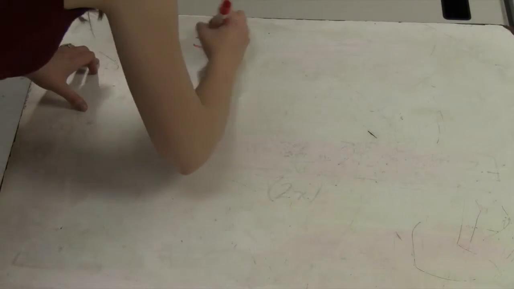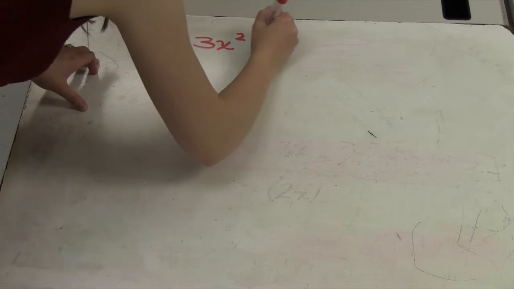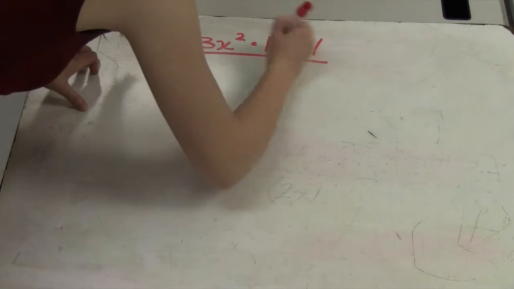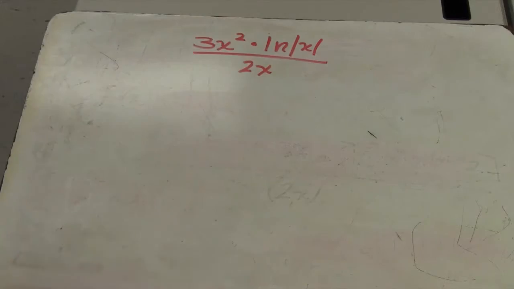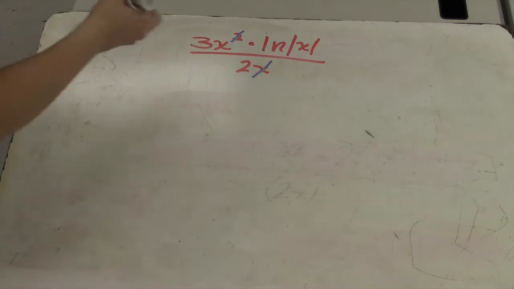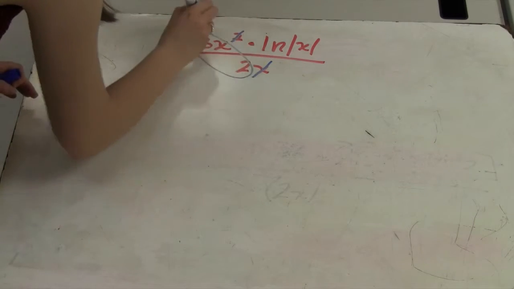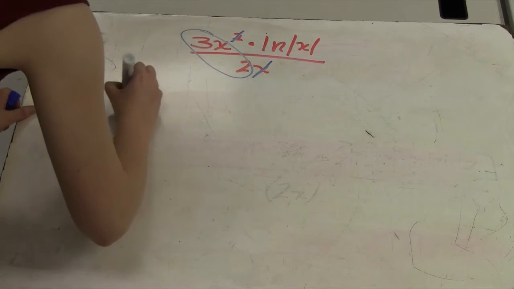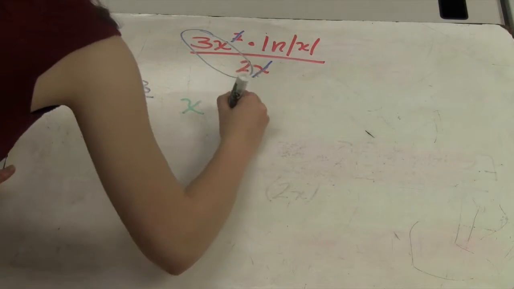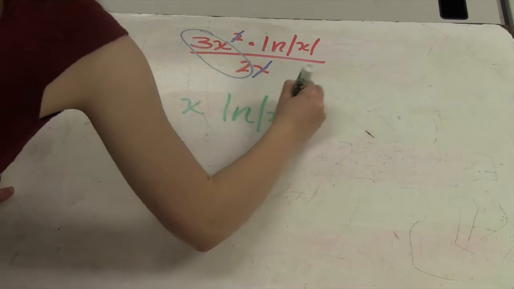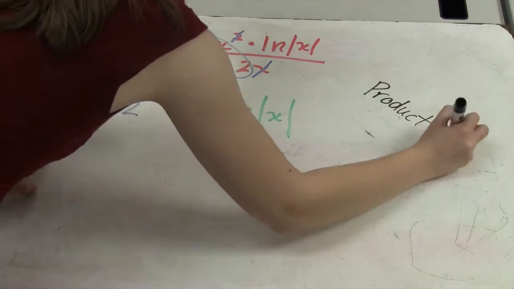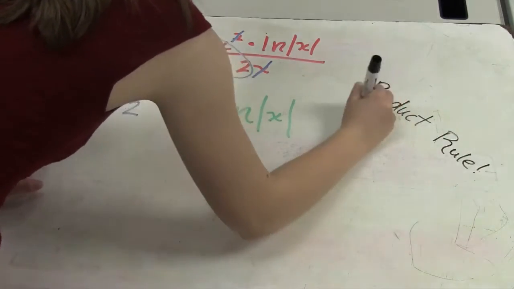Now, let's try another example. Take the function 3x squared times ln of the absolute value of x all over 2x. So, to begin, you know that the x squared in the numerator and the 2x in the denominator cancel out, so that you are able to factor 3 over 2 out of the equation. Next, you're left with the function x times ln of the absolute value of x. So you use the product rule to find the derivative of said equation.